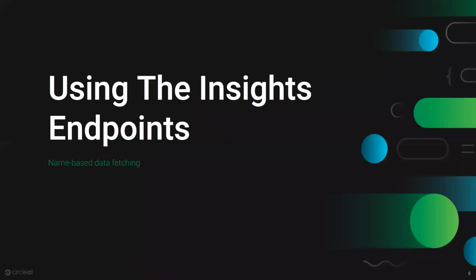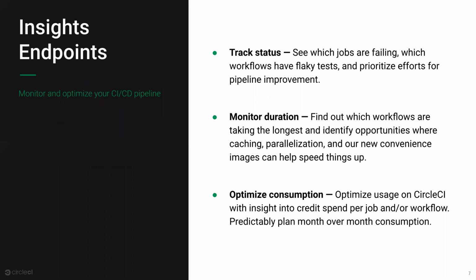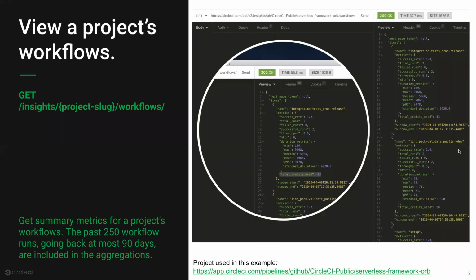But what we're going to do now is take a look at this new V2 API, and specifically the insights endpoint of that API, so that we can start getting some information on our pipelines and really see what we can get out of that, see what kind of things we can make more efficient. Possibly you could get some trend lines out of this, whatever you need to do. So here's a quick breakdown: track status, monitor duration, optimize consumption. This is going to give you the ability to really get into that. So let's take a look.